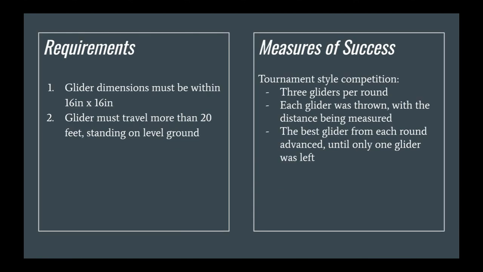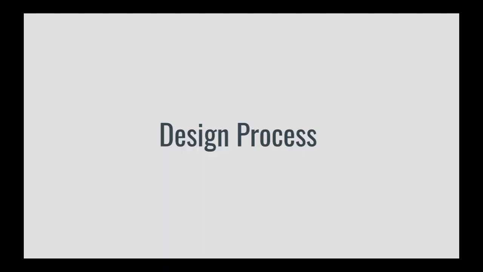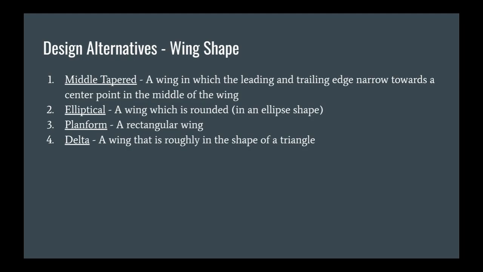With this project description, there are two main requirements. The glider dimensions must be within 16 inches by 16 inches, and the glider must travel for more than 20 feet. The success of this second requirement was measured through a tournament-style competition in which each person's glider was thrown. Now that I've discussed the project's guidelines and requirements, let's discuss my design process for my glider.